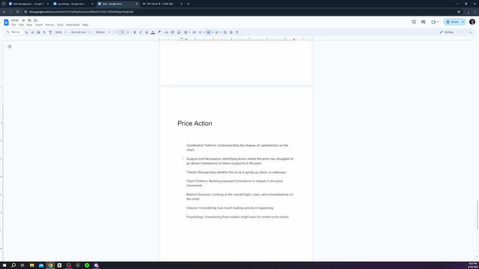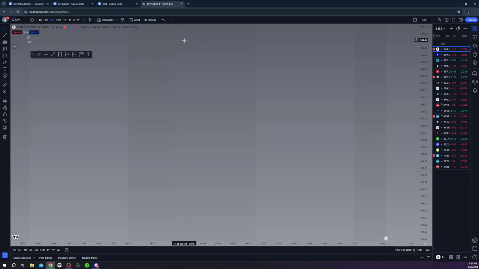It's simple as that. So with price action, we went over the candlestick patterns. It's super simple, understanding the shapes of the candlesticks and volume. Now we're going to talk about support and resistance, identifying levels where the price has either struggled to go above the resistance or below the support. Support and resistance is huge with my strategy because of liquidity sweeps and break of structures. Break of structure is literally breaking support or breaking resistance.